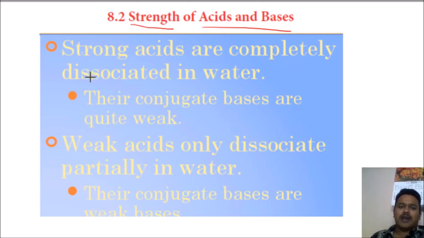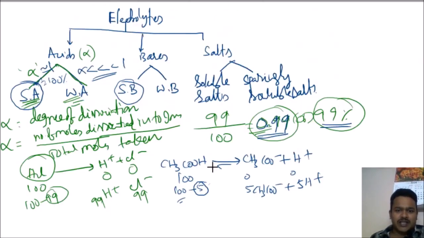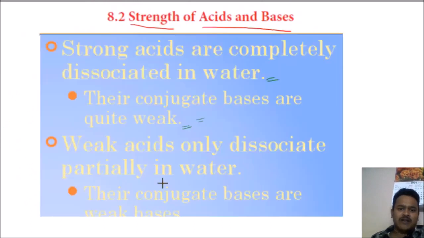Strong acids are completely dissociated in water, and then it is called a strong acid. Their conjugate bases are quite weak. Remember this point, we are going to explain it later. Weak acids only dissociate partially in water. Acetic acid, out of 100, only 5 dissociate. That is why it is called a weak acid. Their conjugate bases are weak bases.